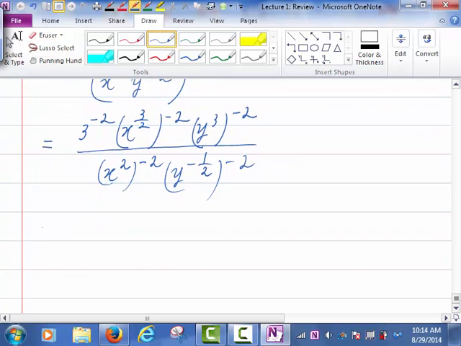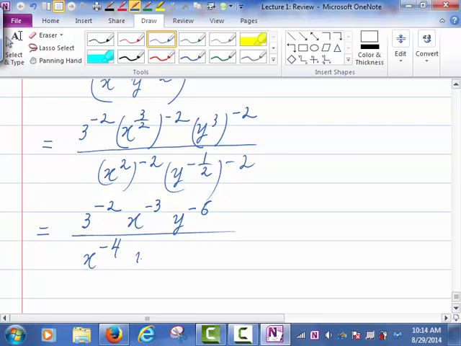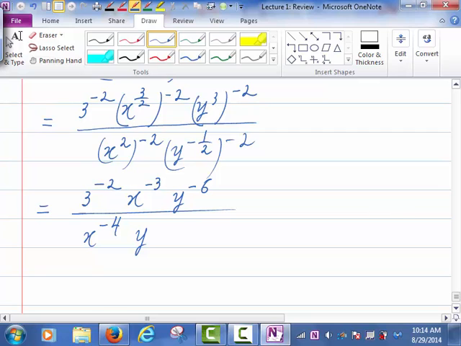Okay, so now I could say that this is 3 to the negative 2. So that's basically 1 over 3 squared, right? Is everybody okay with that? Well, let me just keep it the way it is for now. Actually, negative 3. This would be y to the negative 6, right? Here I'm going to get x to the negative 4, right? And y to the what? It will be plus 1, right? So I just get y. Is everybody okay so far?